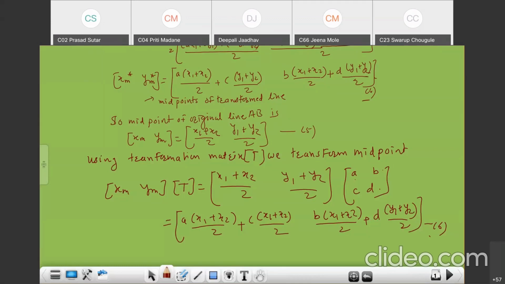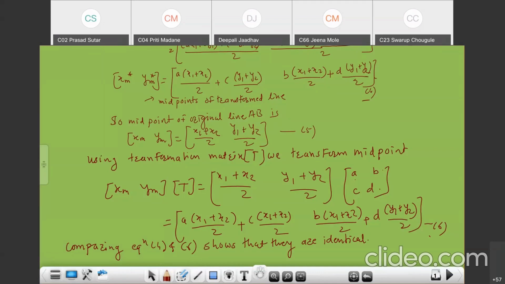So comparing equation 4 and equation 6, what we observe is that they are identical. It shows that the midpoint of line AB transforms into the midpoint of line A star B star.